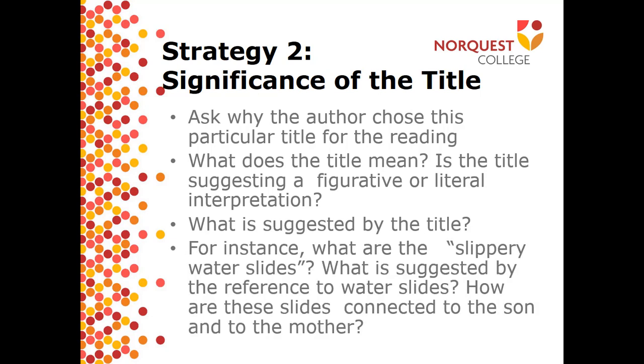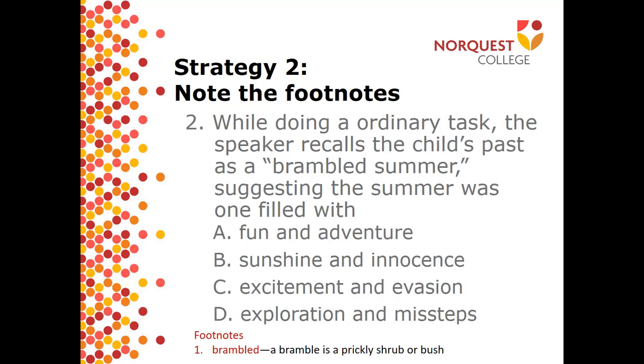For instance, what are the slippery water slides? What is suggested by the reference to water slides? How are these slides connected to the son and to the mother? And again, strategy 2, also taking note of the footnotes.